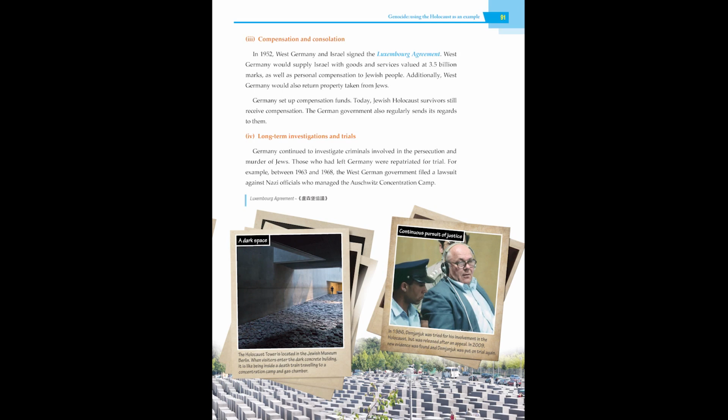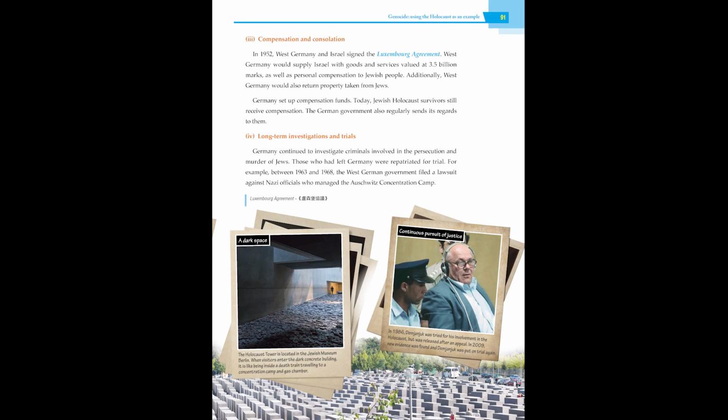4. Long-term investigations and trials. Germany continued to investigate criminals involved in the persecution and murder of Jews. Those who had left Germany were repatriated for trial. For example, between 1963 and 1968, the West German government filed a lawsuit against Nazi officials who managed the Auschwitz concentration camp. A dark space.